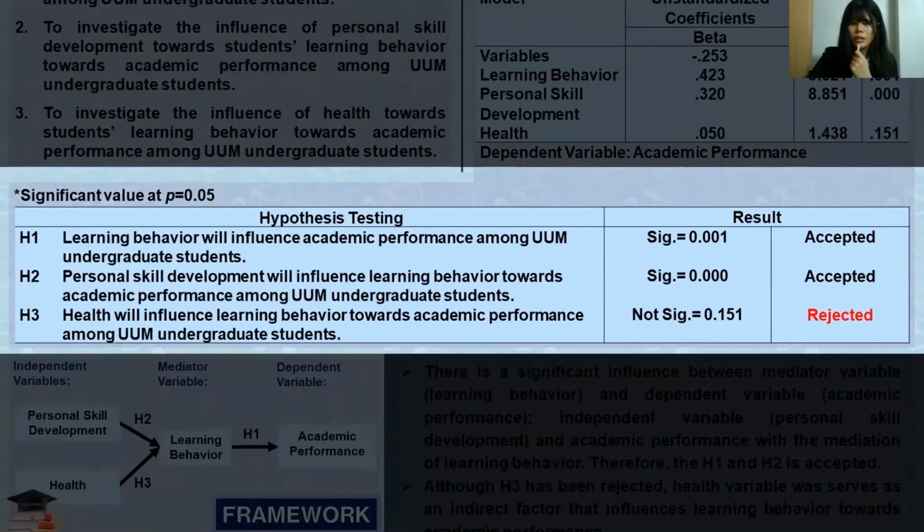So, in the hypothesis testing, it can be said that hypothesis 1 and hypothesis 2 are accepted, due to the significance for both of these two hypotheses being less than 0.05. And the third hypothesis is not significant, so this hypothesis is rejected.